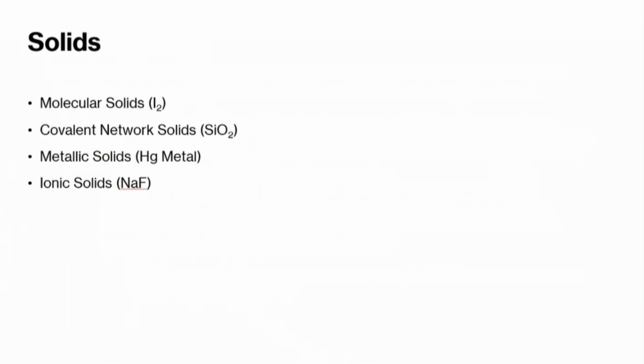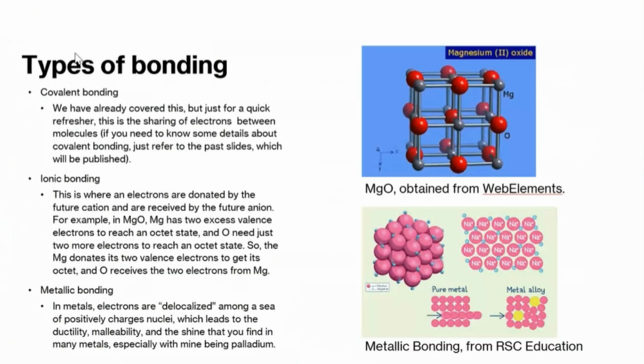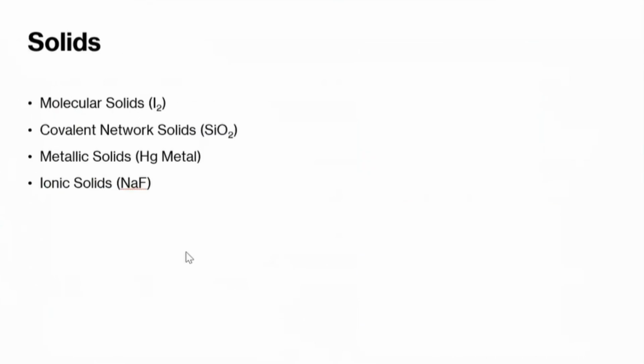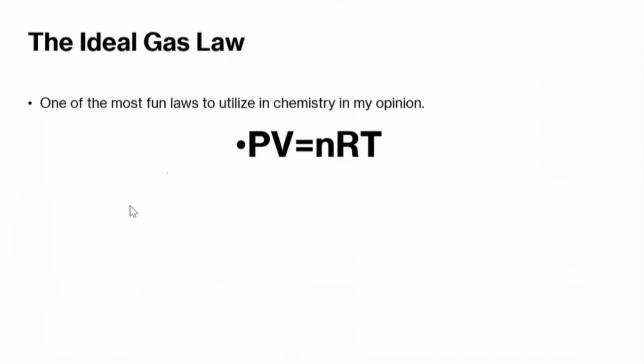And metallic and ionic solids basically build off our types of bonding. Ionic bonding: giving up and gaining electrons. And metallic bonding: just a sea of electrons and a sea of nuclei. So for now, we're past the hard part. We focused on solids. Let's focus on the other end of the spectrum of states of matter.